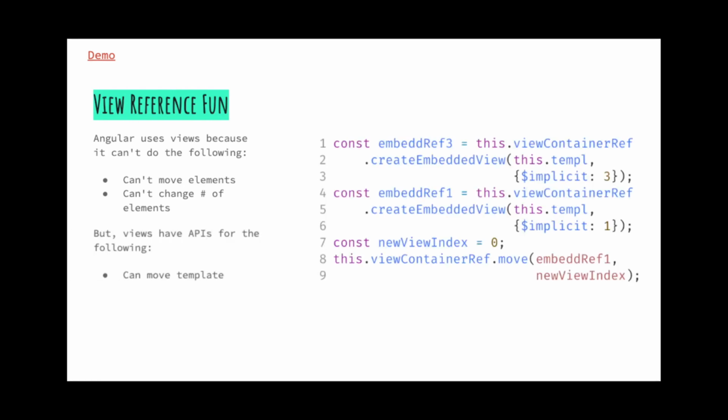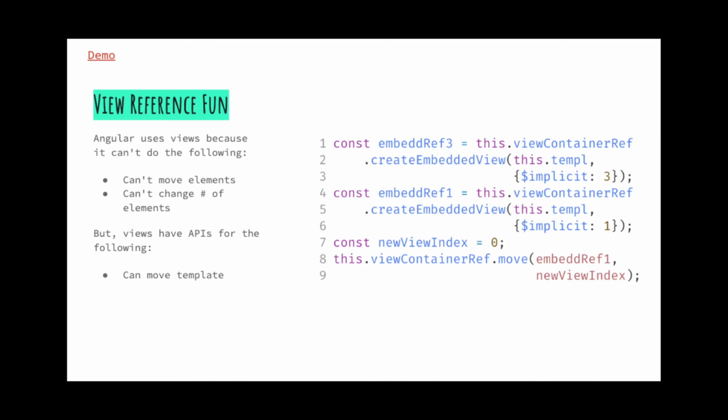The way that works is that under the hood, Angular is utilizing some of these APIs on the view container to inject new views and remove views every time that we want to show or hide an element. So it's really hiding away a lot of the issues that are inherent to the system that's been built. In this case, we have the ability to move a template.